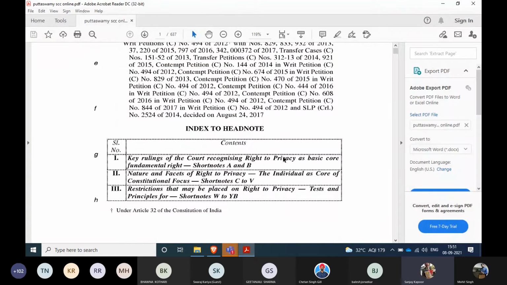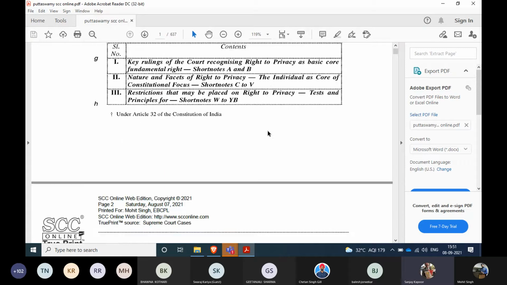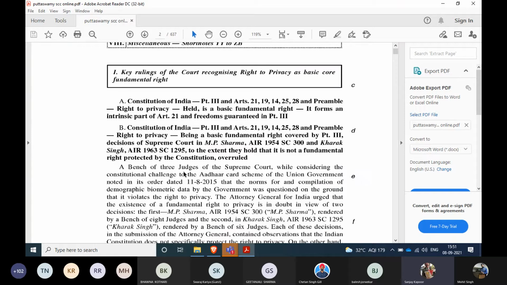As you can see on the screen now, one of the judgments is open, with the index to head notes. Please scroll further. Let us show the Constitution of one particular paragraph. So here, as you can see, A, Constitution of India, point 3, Articles 21, 19, 14, 25, 28, and Preamble, right to privacy. This becomes one point and one digest note. And we will link the appropriate paragraphs of the judgment, giving the paragraph numbers along with this para A.